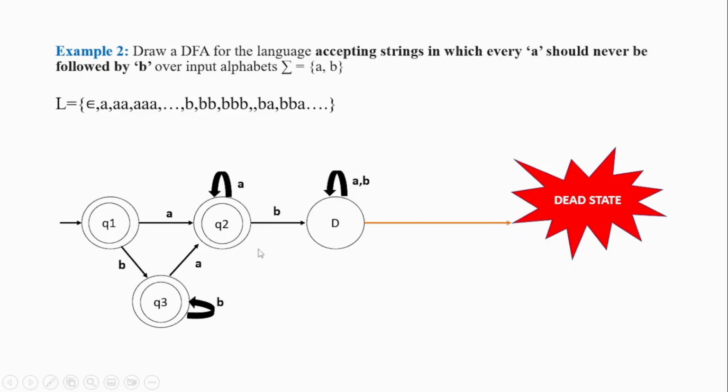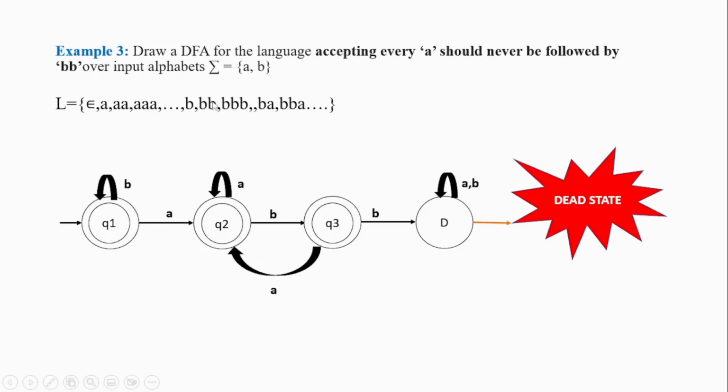It will be easy. Next, draw a DFA for the language accepting every string, A should never be followed by BB. In the previous question it was a single B, now here it is double B. So the condition is every A should never be followed by BB. So the empty string is acceptable, and the initial state becomes the final state. And single B's or any number of B's are acceptable.